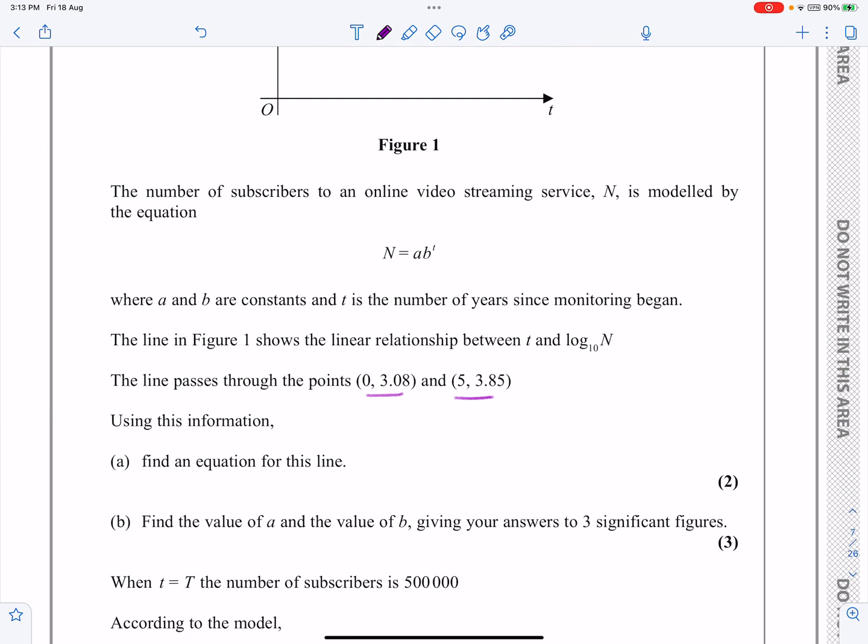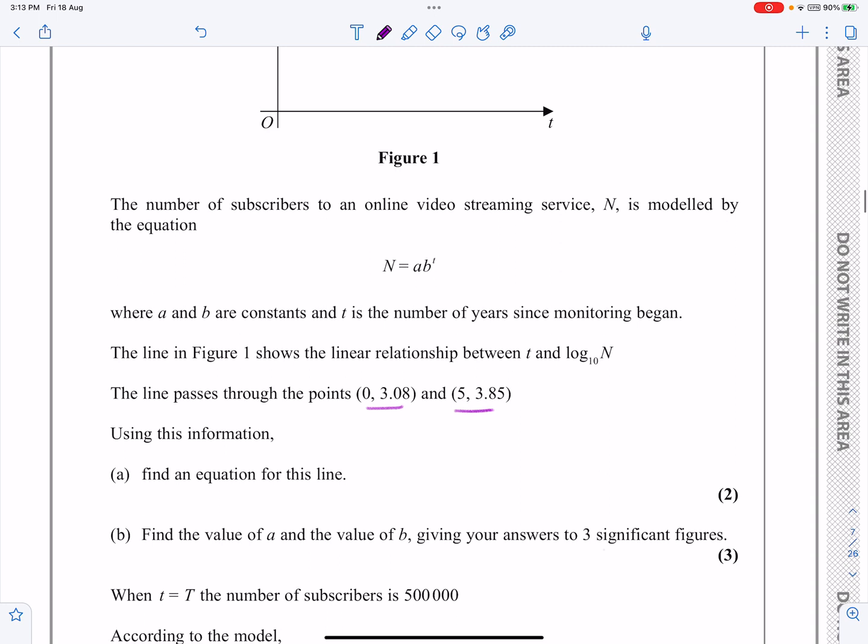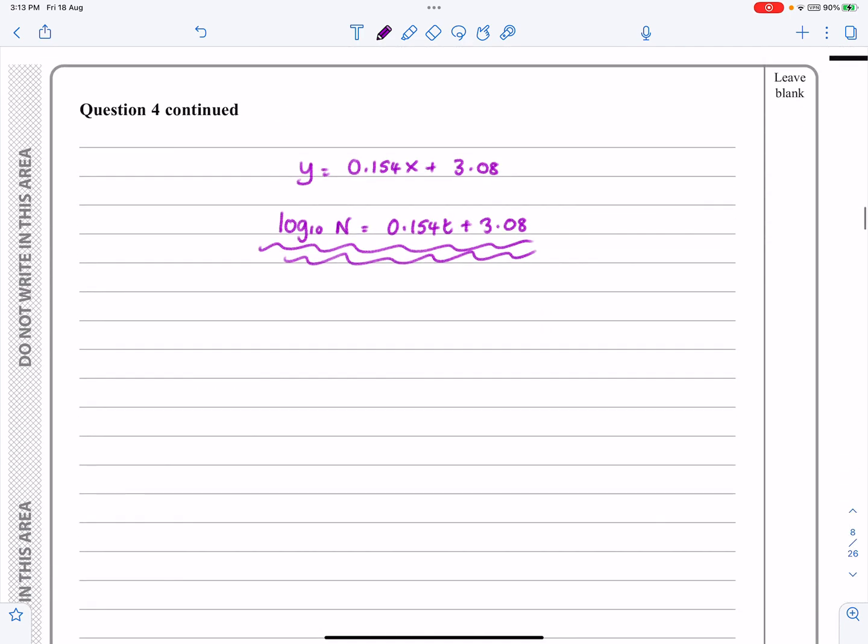Okay, part B says, can we find a value for a and b? And remember, giving our answers to 3 significant figures. This is very, very standard. If you look at any of my other videos for these sorts of questions, I know exactly what I'm going to do here. So I'm not going to take too long over it. What I'm going to do is use log rules to break this down to look similar to this, and then we'll be able to compare coefficients.